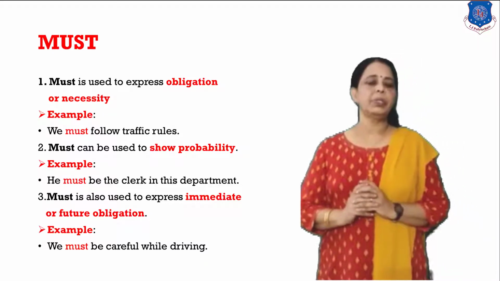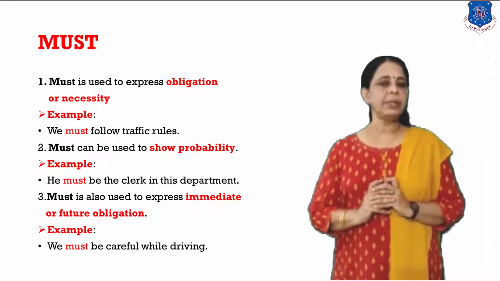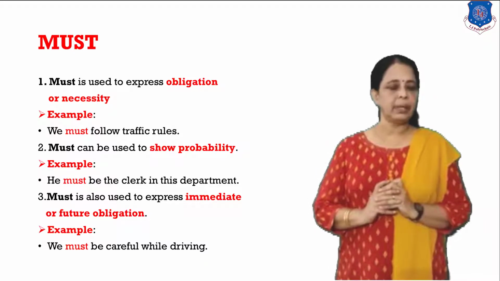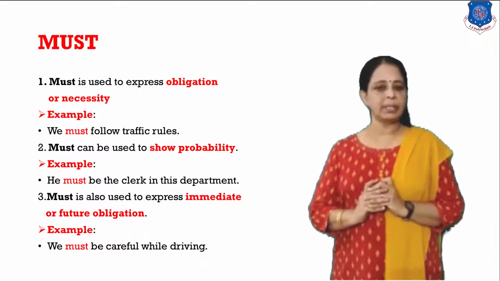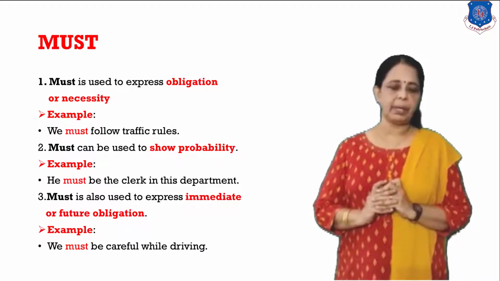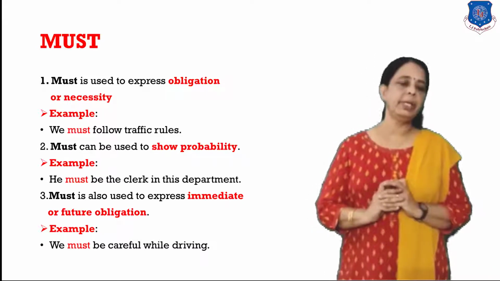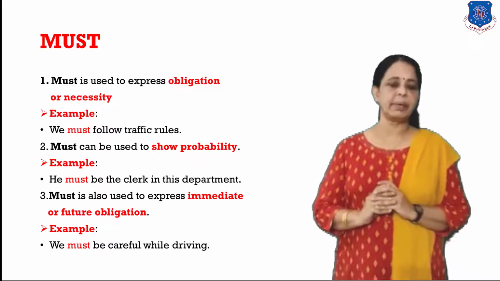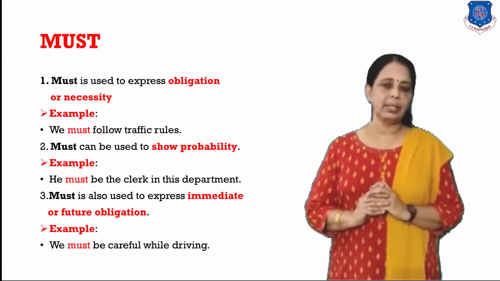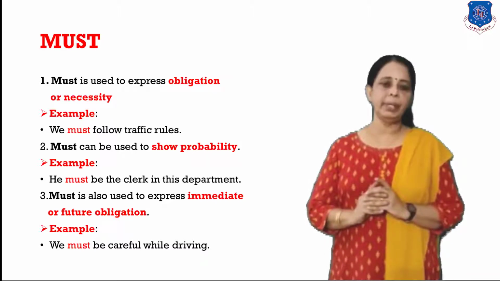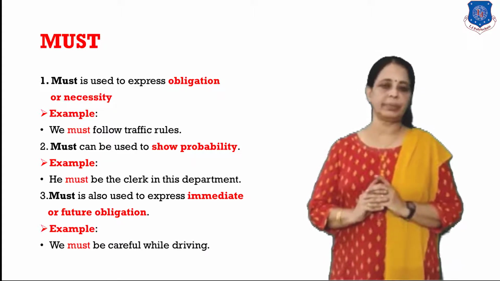Must can be used to show probability. Probability means possibility. He must be the clerk in this department. We are just thinking that he may be or he must be the clerk in this department. Now the third, must is also used to express immediate or future obligation. Example, we must be careful while driving. This is your moral duty. Immediately you have to follow, or in future also you have to follow this rule.